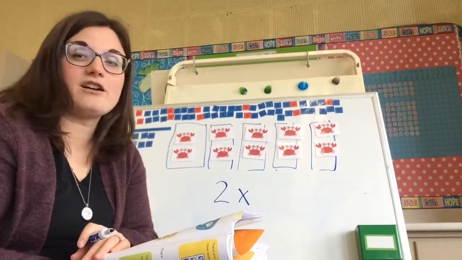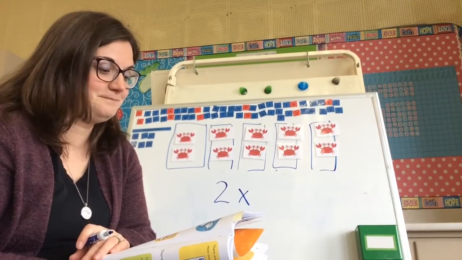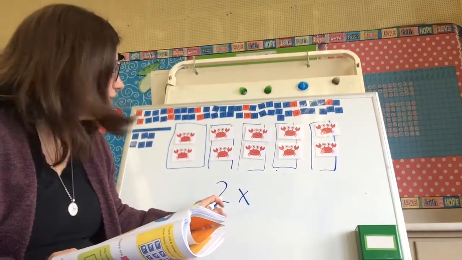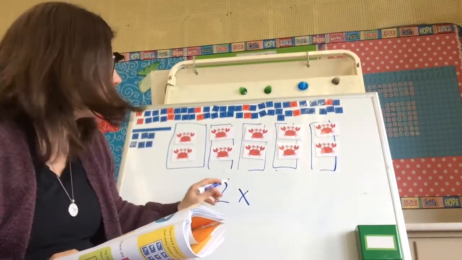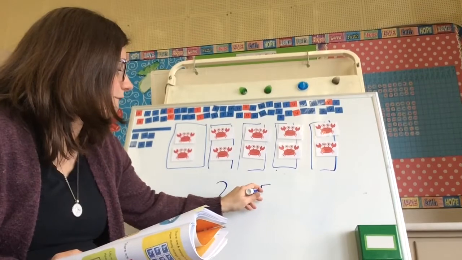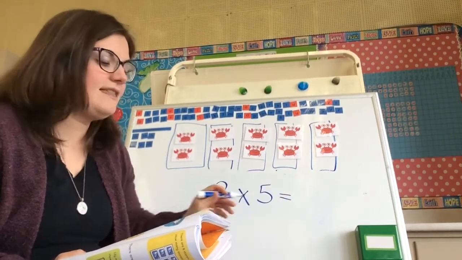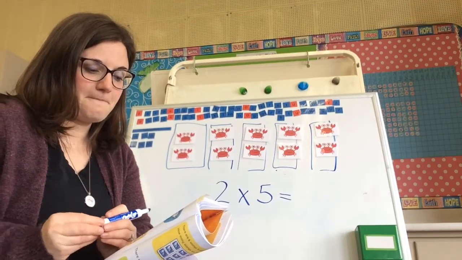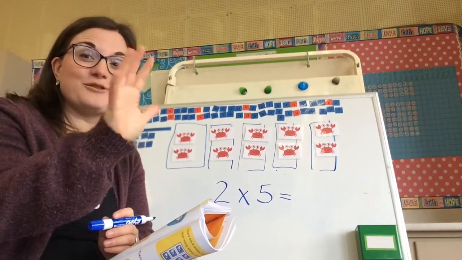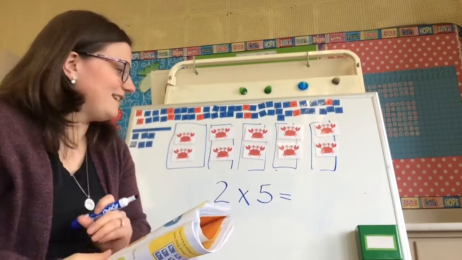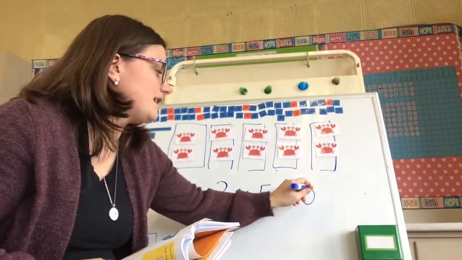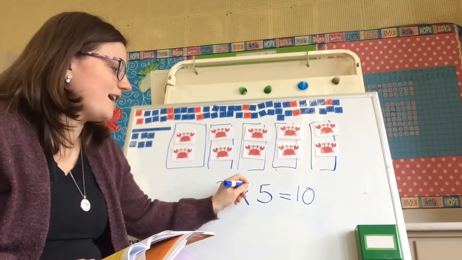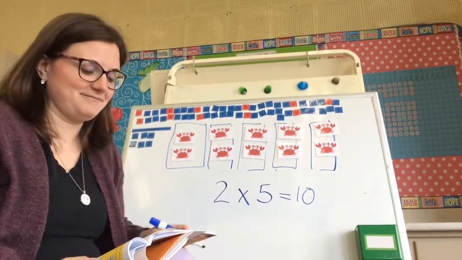How many fish are in each of those groups? There are 5 fish. So you're going to write on your line. Remember, stay on one blue line. 2 times 5 equals, and then I want you to find out how many fish there are all together. Right, 2 groups of 5, so 5, 10. So you should have this number sentence written down on your first line. 2 times 5 equals 10.